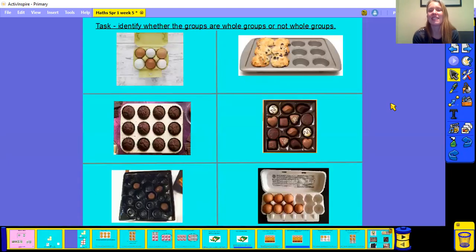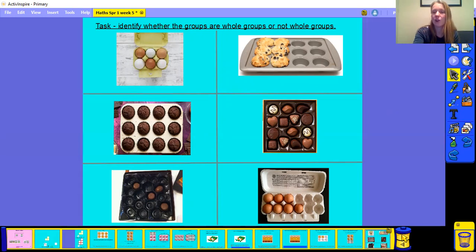Now, here's your task for today. I want you to look carefully at each of these pictures and decide whether the groups are whole groups or not whole groups. Don't forget, take a picture or send a message to our class email address letting us know how you got on. I can't wait to find out how you did.